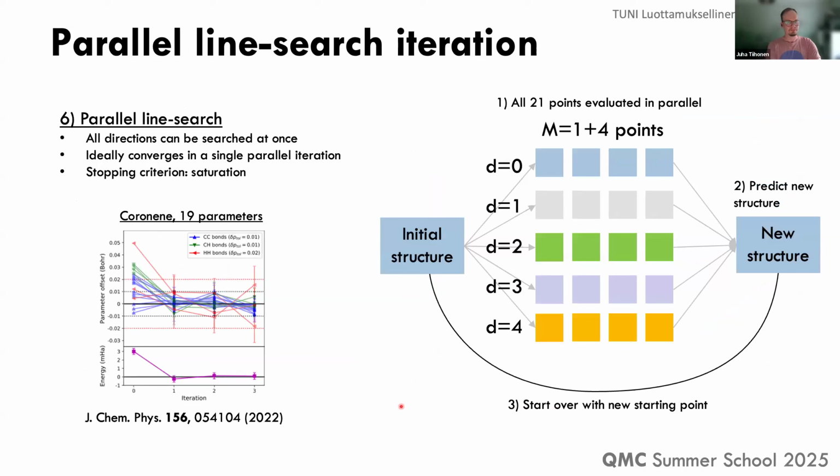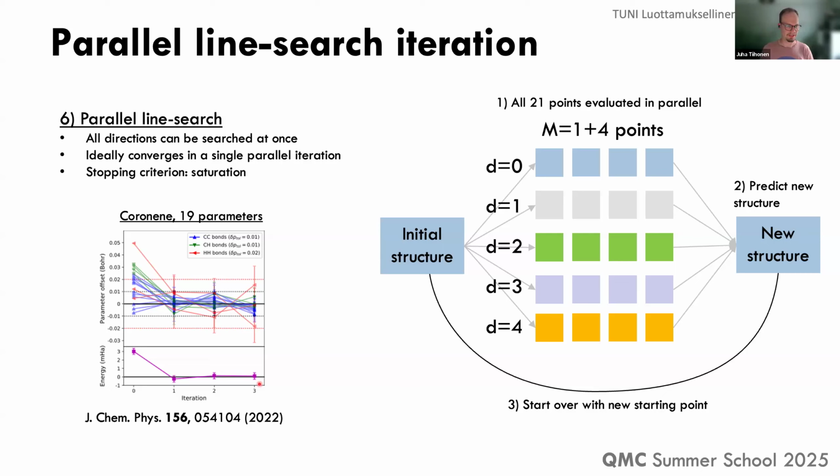So now we get back to the parallel line search iteration, and I want to emphasize that it's parallel in the sense that, okay, this is the point where we do all these independent line searches of the conjugate directions, and since they are independent, they can be searched at once. And even better, we can ideally assume that they converge in just a single iteration that contains all the directions.